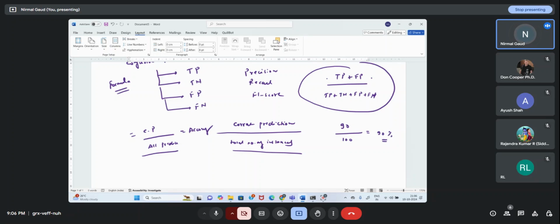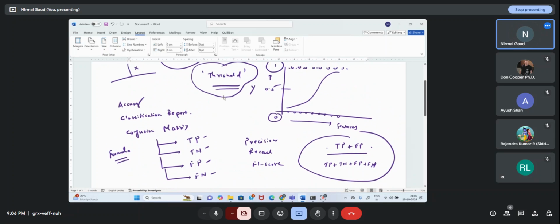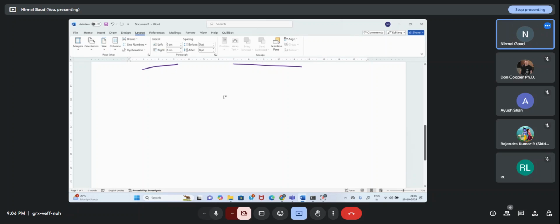Okay, now the thing is, sir, you have written TP, TN, FP, FN. What are these? All right, let's have a discussion on it again. P means positive, N means negative. The question is, sir, whom you are calling positive and negative? And is it mandatory to write positive and negative? Whom are you calling positive and negative?